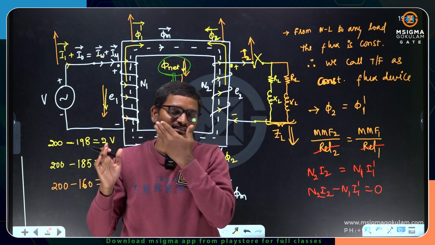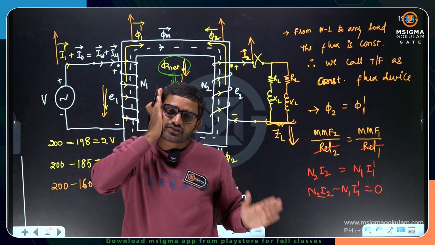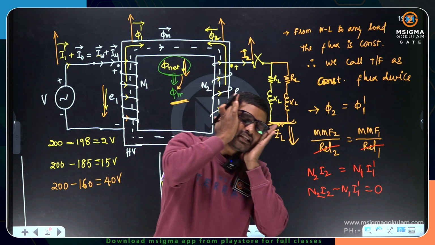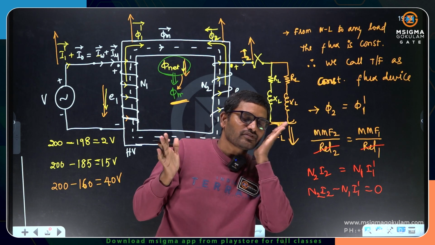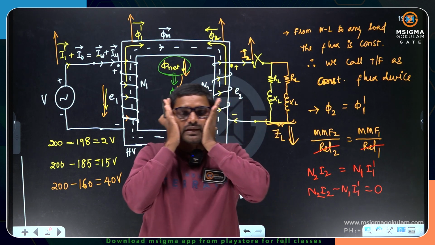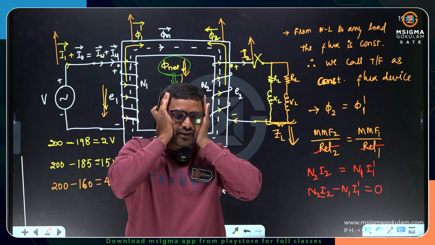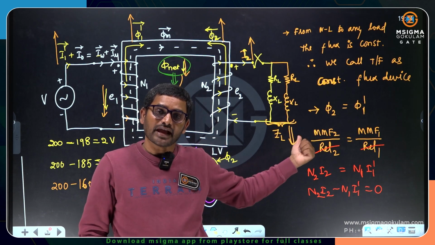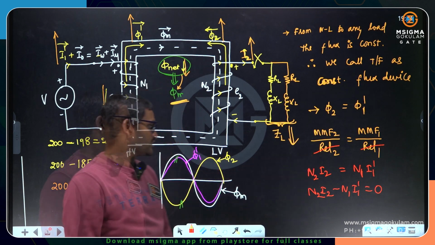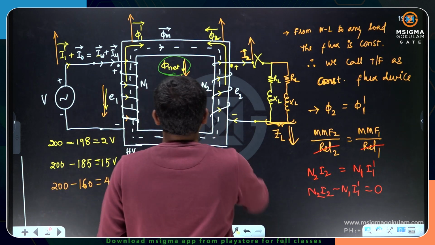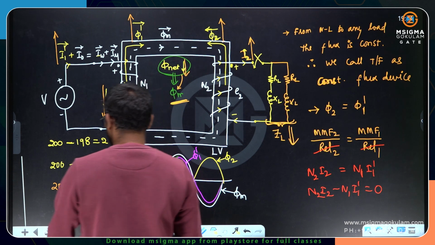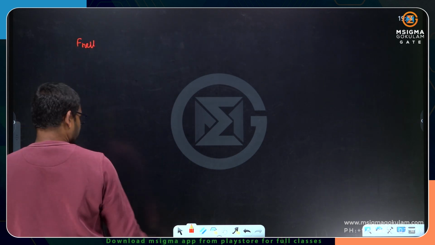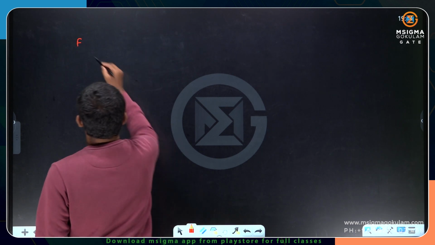If this is one side and this is the other side, and I am applying a force here and a force here, if this force is greater than this force, then the core can move to this side. If both forces are equal and opposite, the core cannot move anywhere. Transformer is a stationary device because magnetomotive forces are equal and opposite. The net force acting on the core is going to be 0.